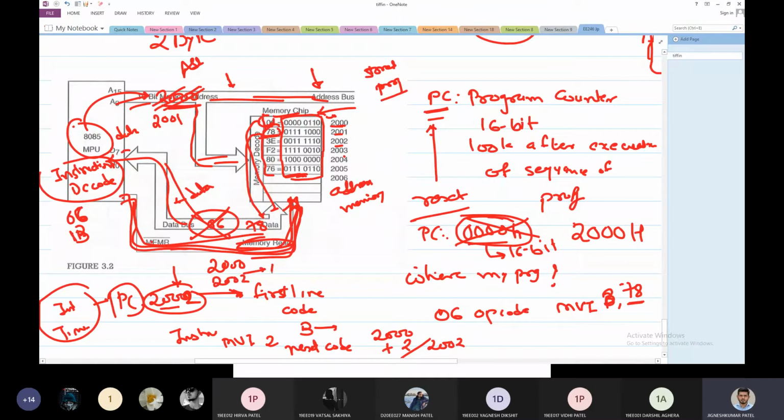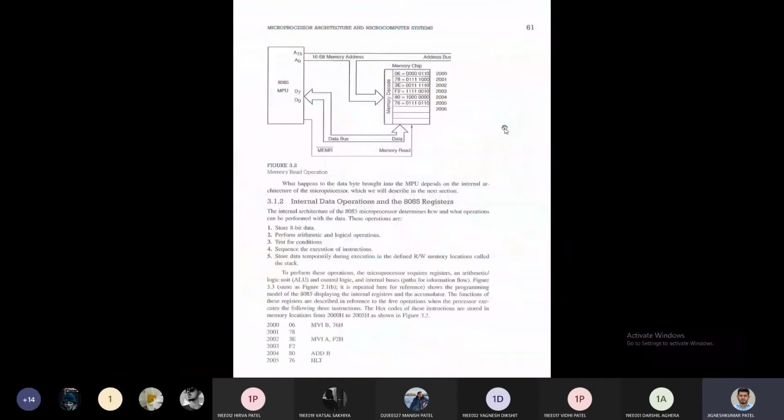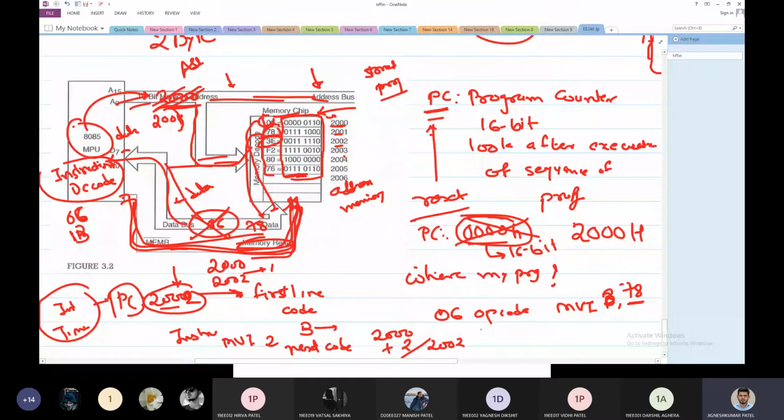It did not become 2001. Why? Because 2001 was data. How do I know that? Once I get this first opcode, then I come to know that this is the data, and then I realize that 3E is the next opcode. So again, the program counter will put 2003 over here. It will bring 3E inside, and then it will try to understand what 3E means. So 3E is the code for MVI A.